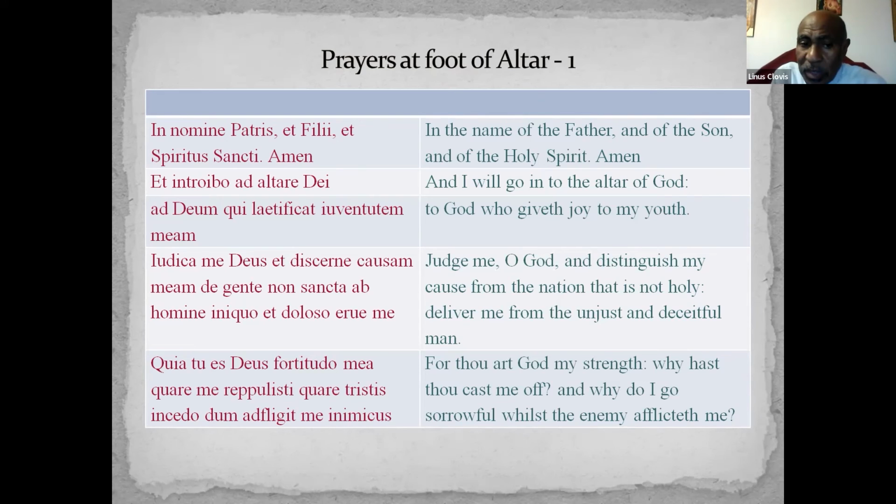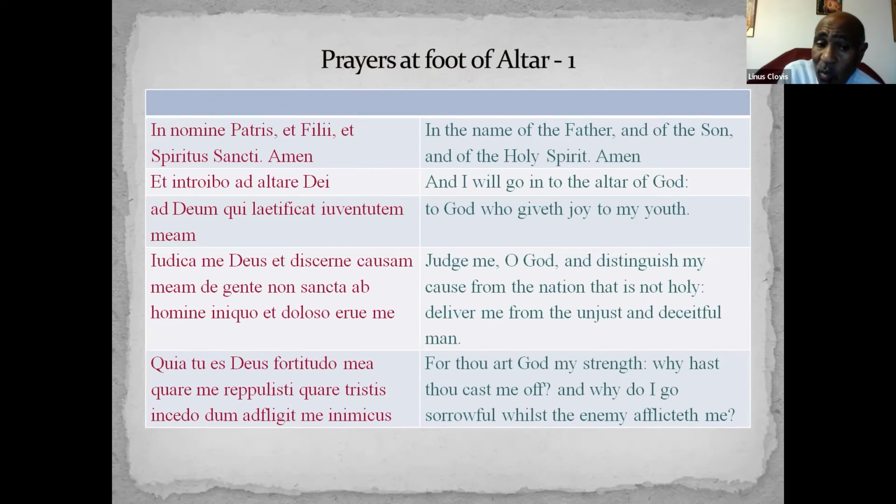Because they end in O, it means they're masculine. And therefore, homine is masculine. Eripe me, lift me up, deliver me, save me from an evil man. Quia, because. Tu es Deus, you are God. You are God, my strength. Fortitudo is strength or power. We get the word fortitude. Okay, for you are my strength, my fortitude.